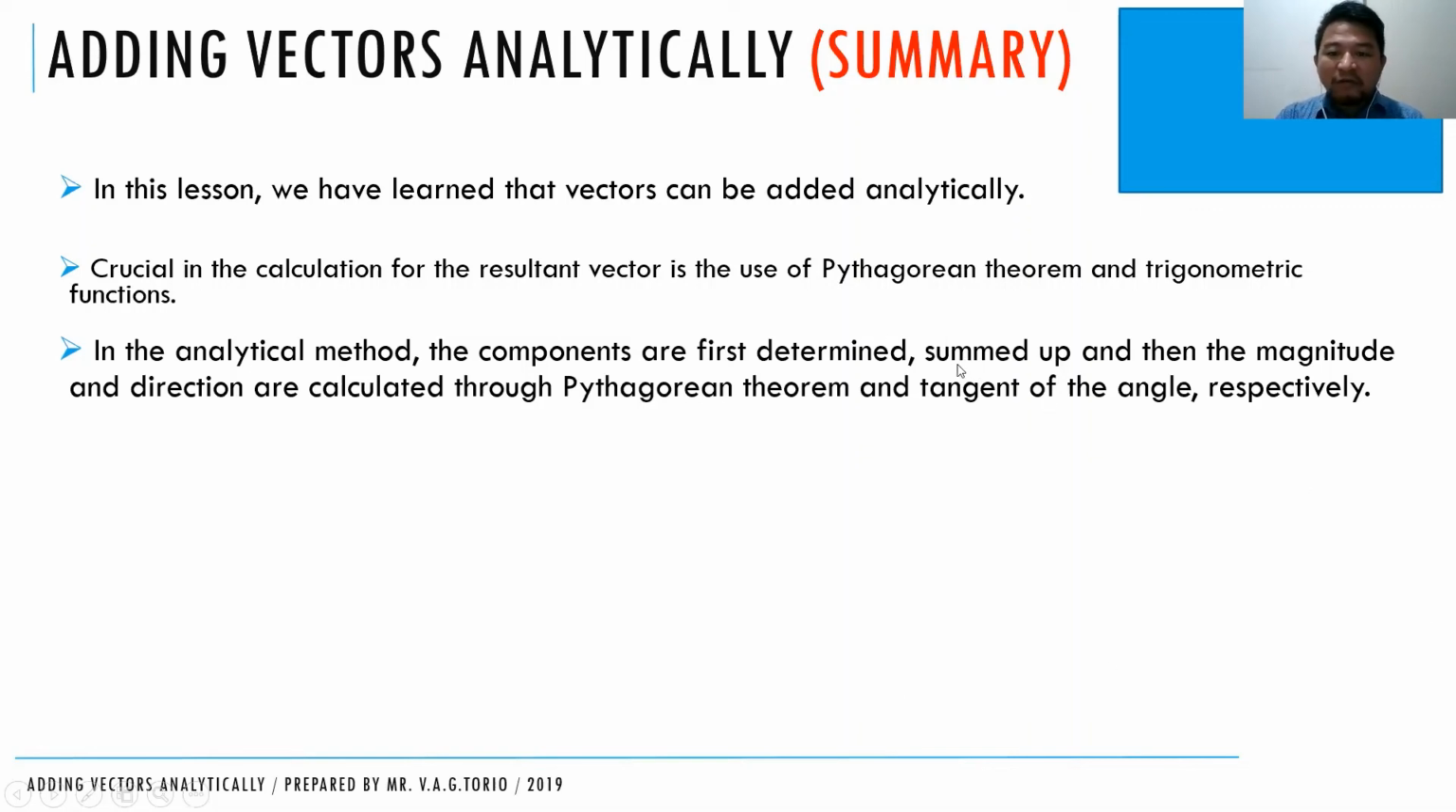That is, we recall the summation symbol that we use. We simply add the components for us to be able to determine two summation components, summation along x and summation along y. The next that we did is to calculate the magnitude and the direction. First, when we calculated the magnitude, we applied the Pythagorean theorem, which again uses the basic relation c squared is equal to a squared plus b squared. And then finally, we use the trigonometric function tangent to compute for the angle. And that's it. Thank you.